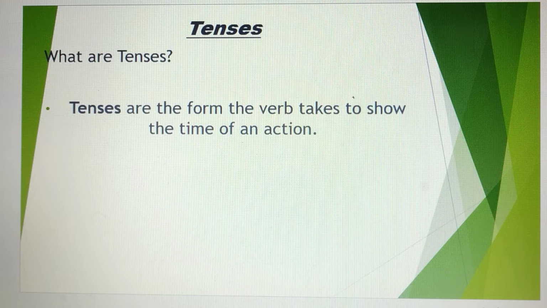Well, students, in this video, we are going to study about simple tenses. This is the second part. In the first part, we learnt about what is tense, what is verb, and what is subject. Now, let's proceed. Tenses, you all know what are tenses. Okay? It denotes the time when the action is taking place.